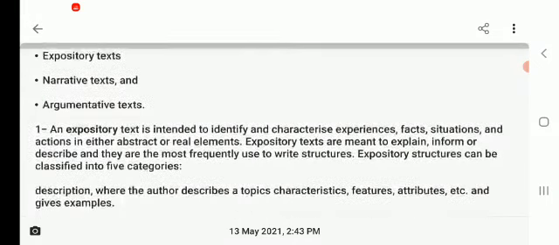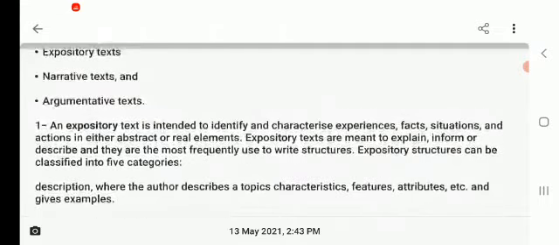Now, an expository text is intended to identify and characterize experience: whatever experience we are having, whatever the facts, situations, and actions, in their abstract or real elements. Expository texts are meant to explain, inform, or describe. They are very classified in nature. So expository structures can be classified into five categories.